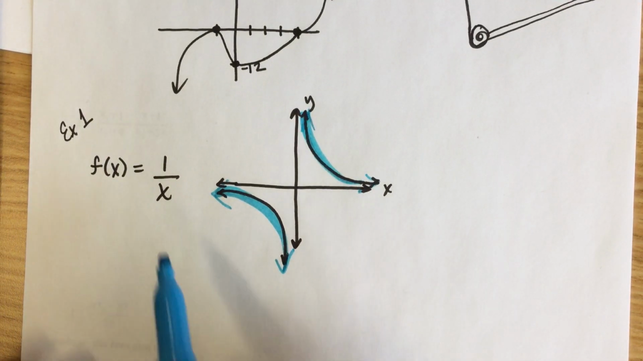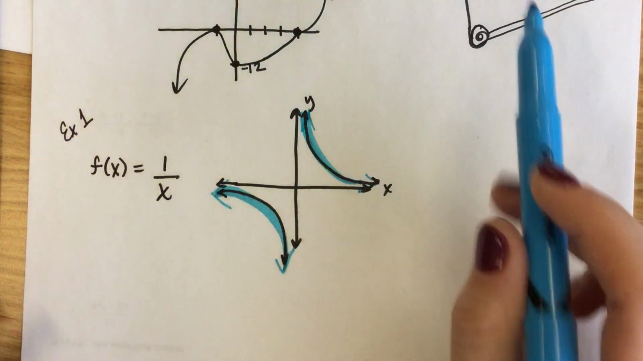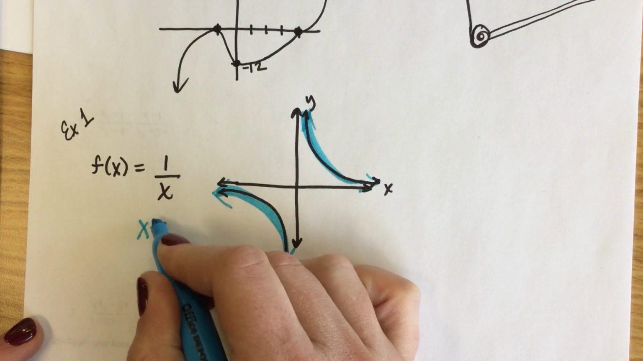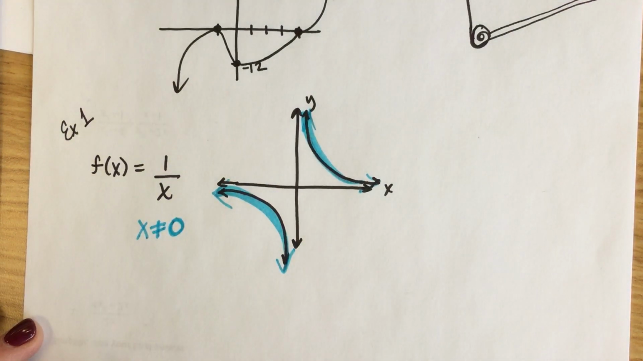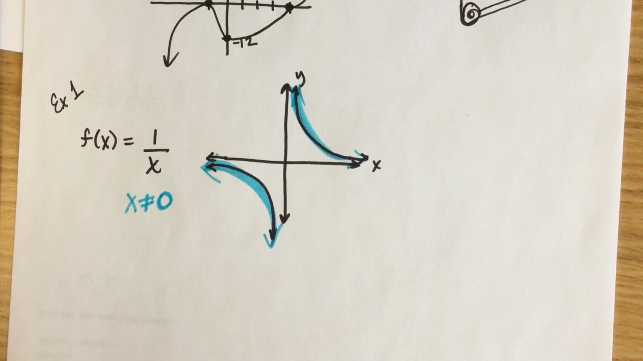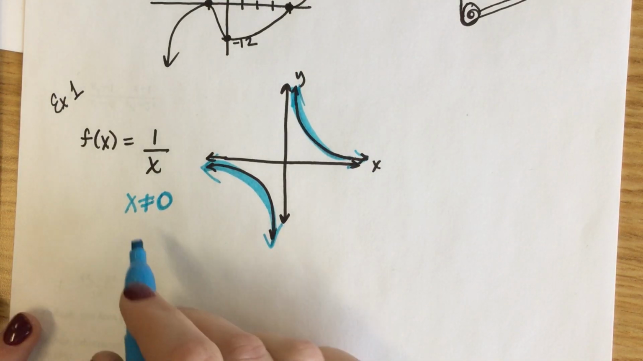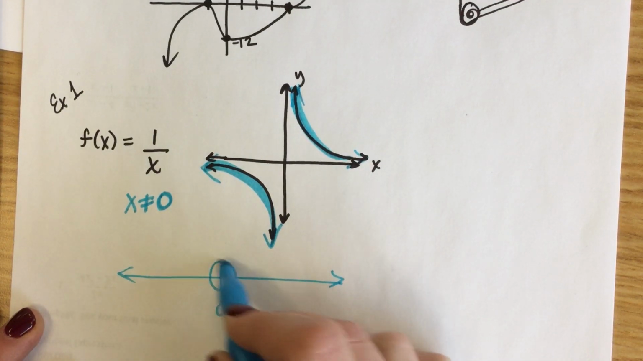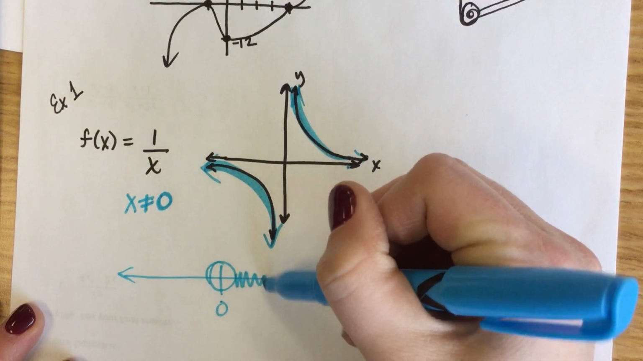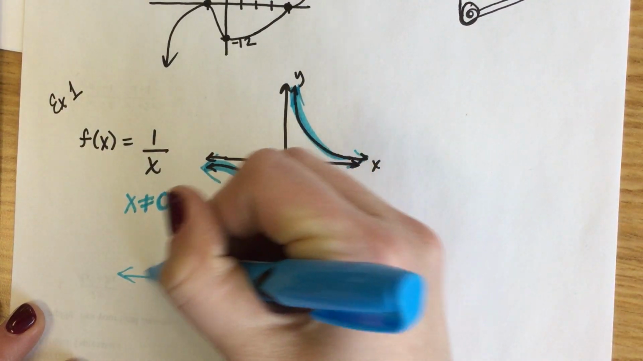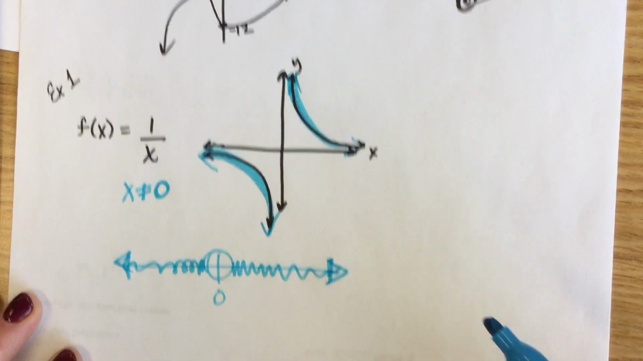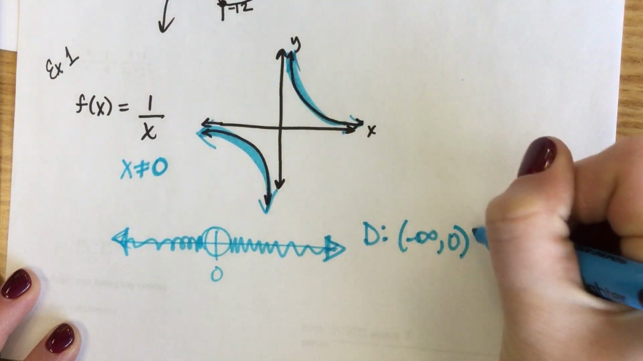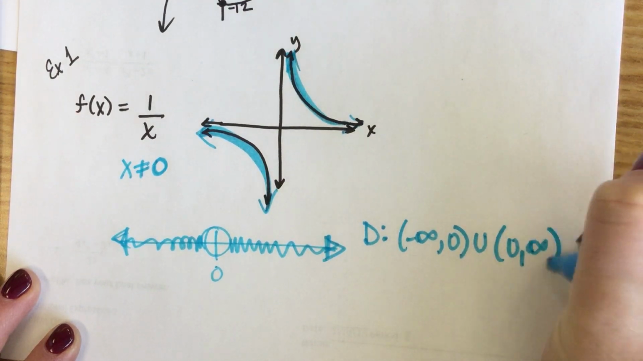Well, if my x was 0, I'd be breaking that commandment. So I know in this function, my denominator cannot equal 0. So what's happening is I can have every x value except 0. So if I were going to look at that on a number line, I can't have 0, but I can have every other number. And so what that's telling me is that my domain of this function is negative infinity to 0 union 0 to infinity.